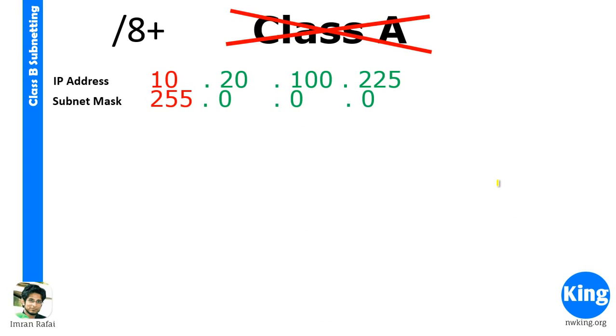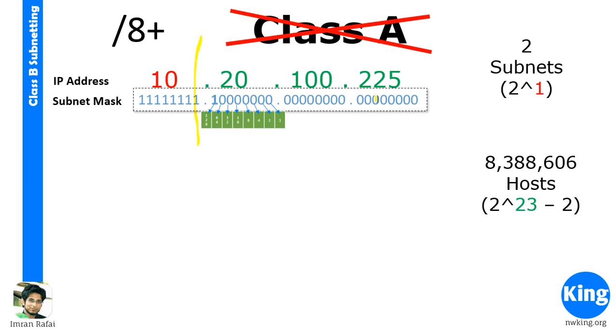Let's get into class A. Again, it's the same concept. All that changes is that here the host part is spanning 3 octets. In class C, the host part spanned only 1 octet. In class B, it spanned 2 octets. In class A, it spans 3 octets. Now let's break this into two networks. We know the drill. Borrow 1 bit. Where is the borrowed bit? The borrowed bit is still in the second octet.